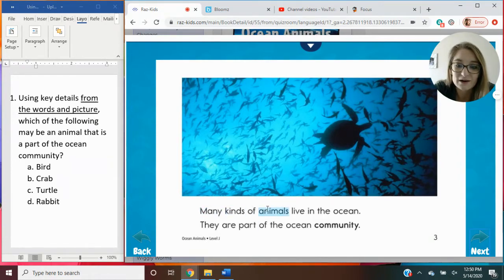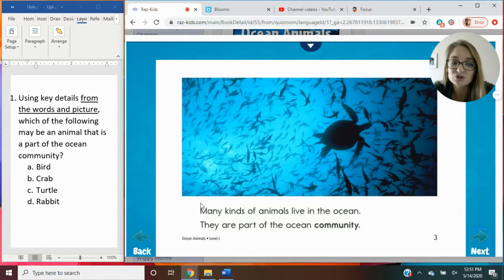Many kinds of animals live in the ocean. They are part of the ocean community. So we now know what the word community is. That's lovely. However, let's listen to the question. It says, using key details from the words and picture, which of the following may be an animal that is part of the ocean community?